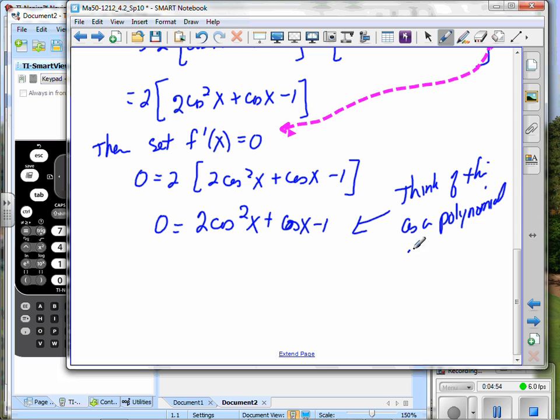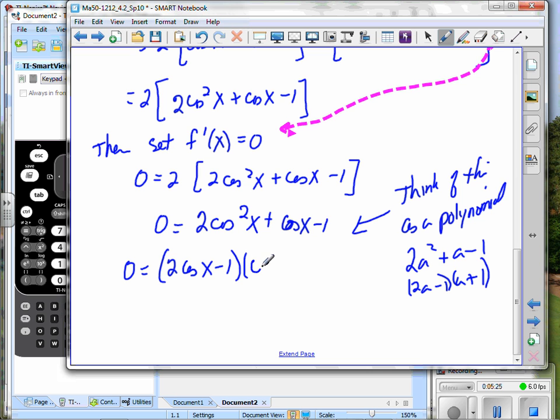So if this were 2a squared plus a minus 1, how would you factor that? Probably a 2a and an a. And then you'd have a plus 1 and minus 1. And so let's see, I'm going to have to make this probably a plus 1, so I get my positive and my negative. So 2a minus a would be positive a, which would be equivalent to that. So if we think of it as a polynomial, we would have 2 cosine x minus 1 times cosine x plus 1.